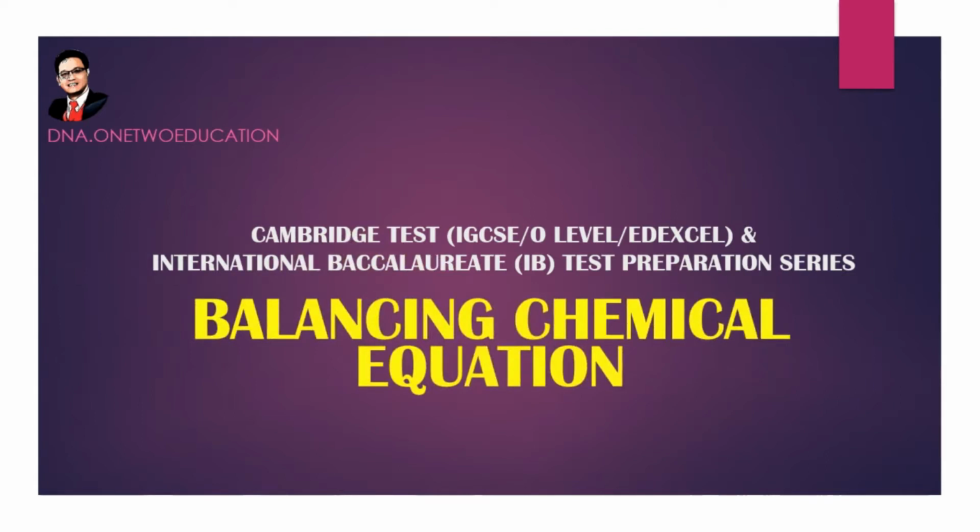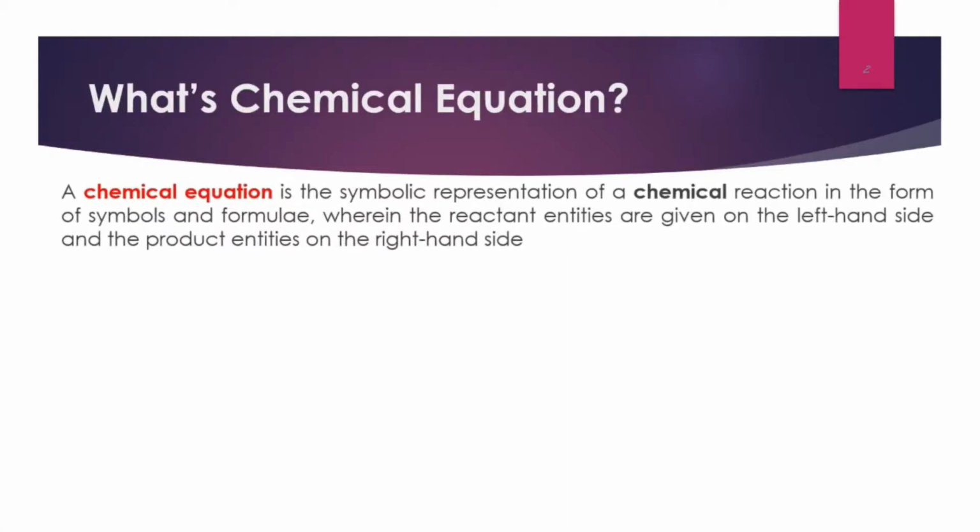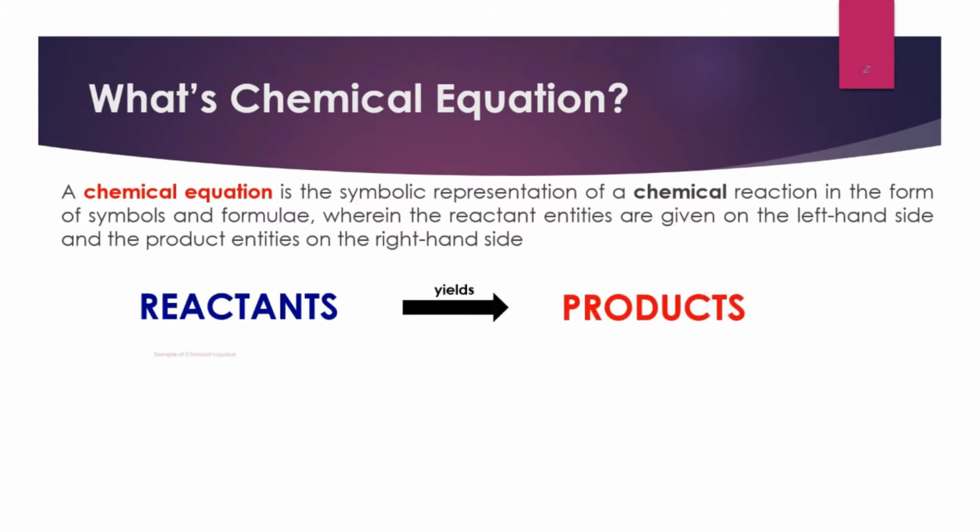So, what is chemical equation? The chemical equation is the symbolic representation of a chemical reaction in the form of symbols and a formula, wherein the reactant entities are given on the left-hand side and the product entities on the right-hand side. So the example is glucose plus oxygen yield carbon dioxide and water.